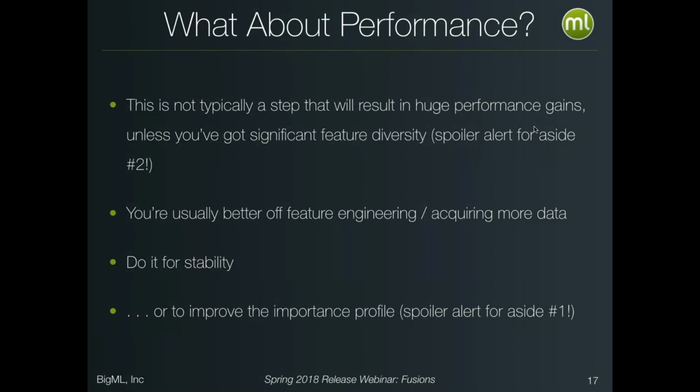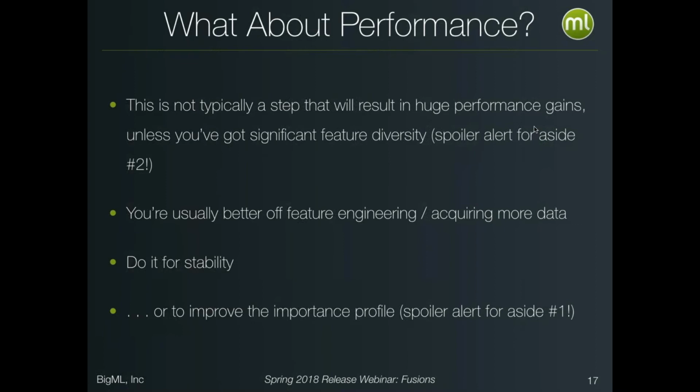Of course, the exception to this is if you learn several models with significant feature diversity. And we'll show you a bit about how to do that in the second aside in a few slides. If you need huge performance gains, if that's what you're after, you're typically better off doing manual feature engineering, or even better yet, acquiring more and more data, cleaner data, data with better features. Those are the ways you're going to get improvements in the models that you make, or rather, it's more likely that you're going to get improvements from those things rather than just fiddling around with different combinations of models.